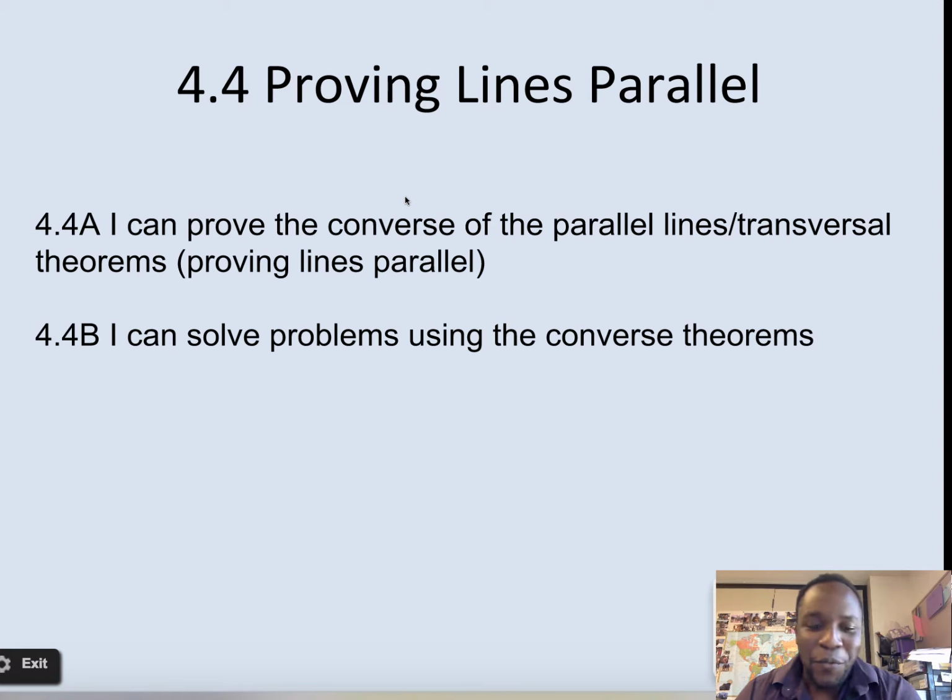Hey guys, and welcome back. So now we are on to 4.4. We are more than halfway done with this unit. And today we are going to be looking at proving lines are parallel.